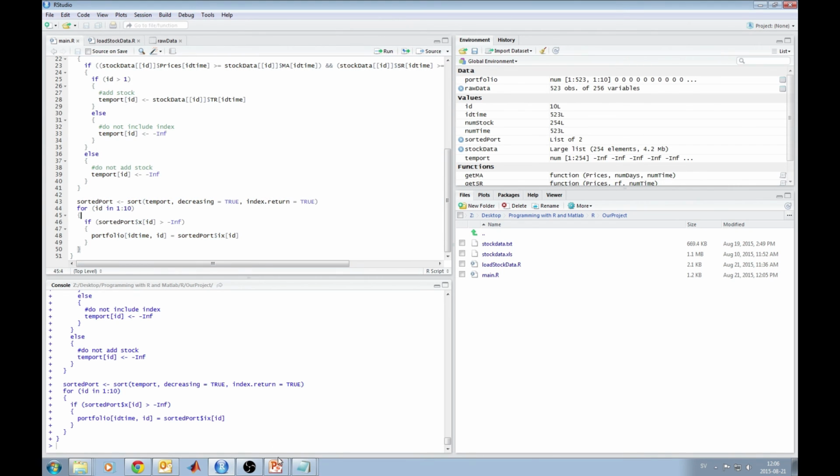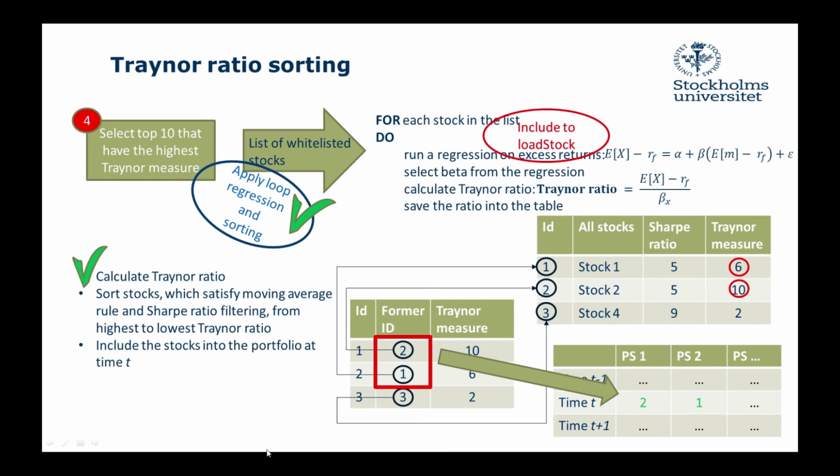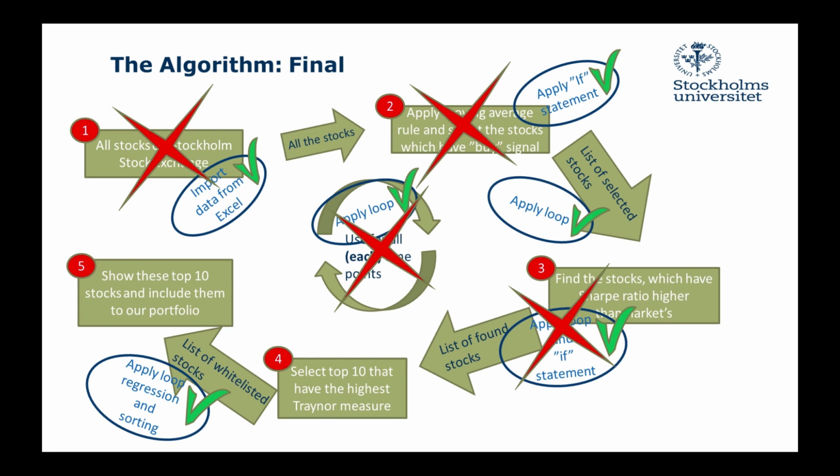Okay, so let's take a look at what we have done today. We sorted the stocks and we included the stocks into the portfolio at a specific time t, and t is changing during the whole period of time. And we have crossed out the 4th logical block. So right now we need to show these stocks. Pretty much the whole robot is done, and in the 5th block we're going to make it more user-friendly, so that it's more understandable for us how we're going to implement it.